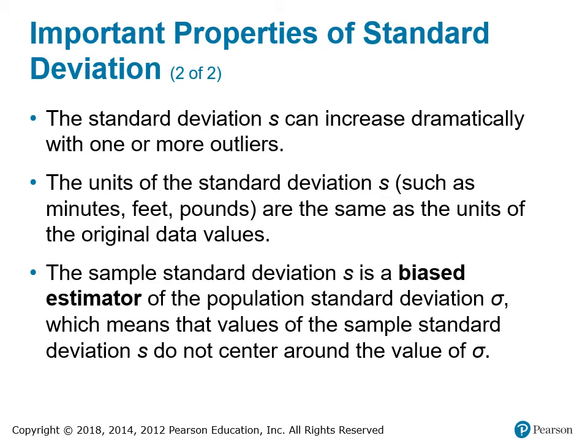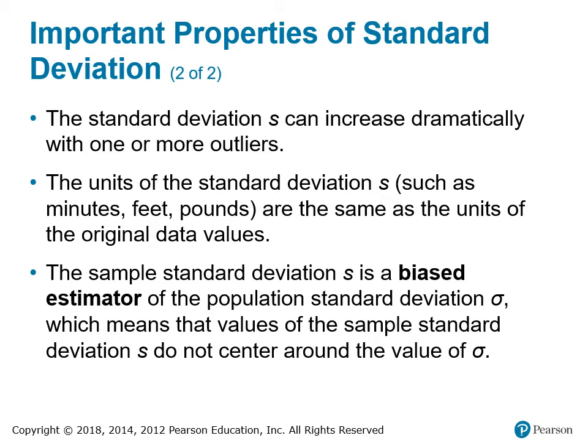The standard deviation can increase pretty dramatically when it comes to outliers, so standard deviation is not resistant. The standard deviation is in the same units as your original data set. So if your original data set's in minutes or feet or pounds, your standard deviation is going to be in minutes, feet, or pounds. Same thing with your mean and all the measures of center, really. The units of measurement from the data and from the mean and from the standard deviation are all going to be the same.